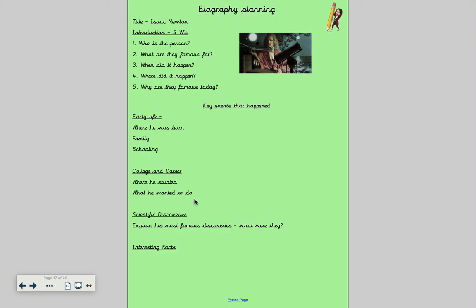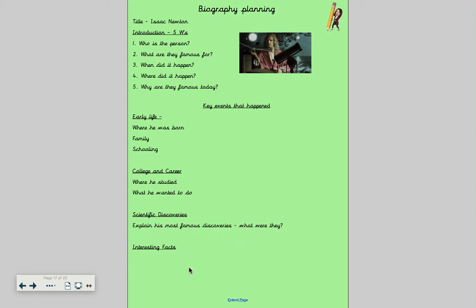Then we've got his scientific discoveries. So he hasn't just discovered one thing. You should have found out that there are a couple of things, or even more than a couple of things, that Newton has discovered and that we still use today. So this paragraph will be quite wordy. It'll have lots of key vocab in from what you have found from your research, and this is where you will explain what his discoveries are and what they have done for modern science.